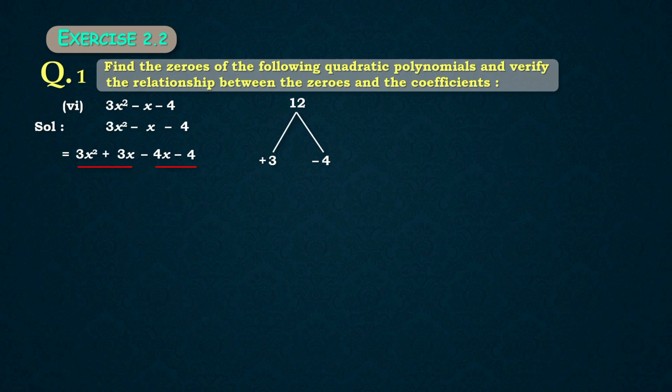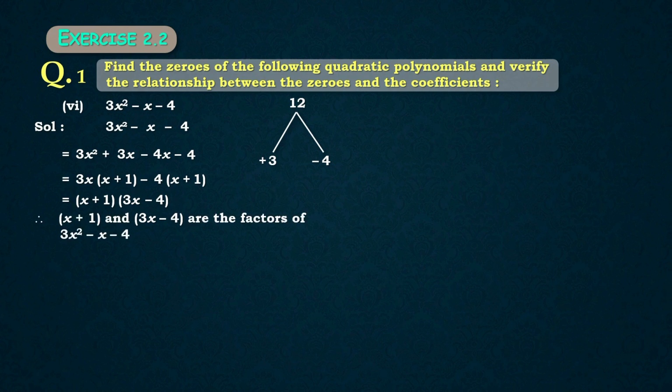Next, we group the terms. From the first two terms, we take 3x common. From the last two terms, we take minus 4 common. This gives us the common factor x plus 1. So the expression becomes x plus 1 multiplied by 3x minus 4. Therefore, the factors of the polynomial are x plus 1 and 3x minus 4.